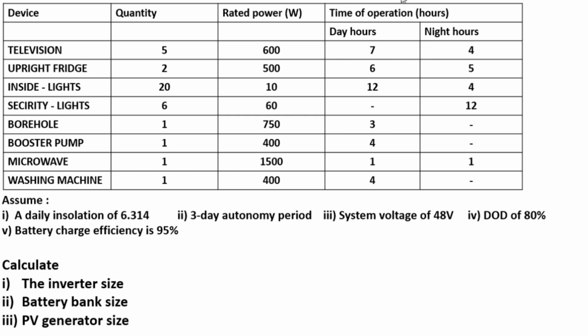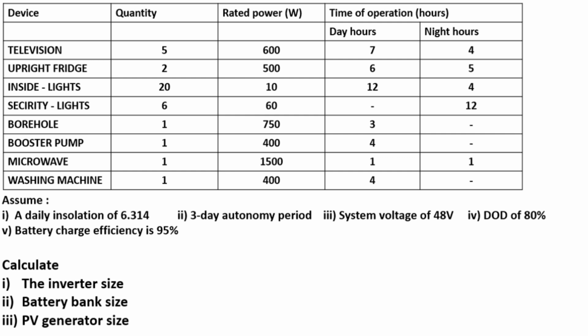And the time of operation of our devices: our televisions work 7 hours during the day. Our upright fridge works 6 hours during the day. Our inside lights work 12 hours during the day. Our security lights work 9 hours during the day. Since they are security lights, they are turned off in the morning and turned back on in the night. Our borehole pump operates for 3 hours during the day. Our booster pump operates 4 hours during the day. Our microwave 1 hour during the day. Washing machine 4 hours during the day.